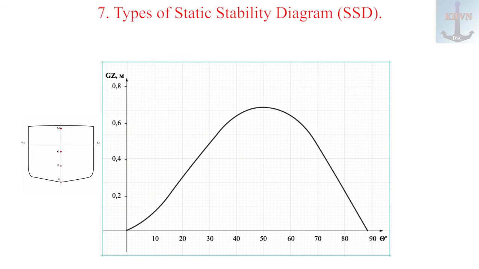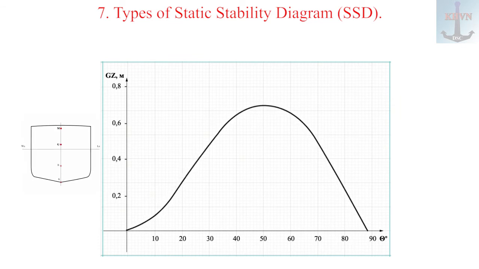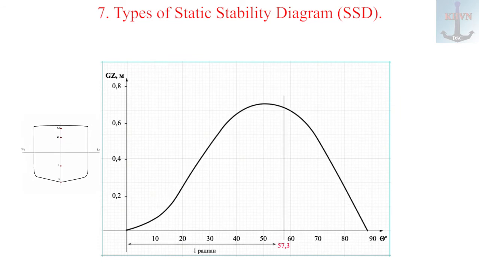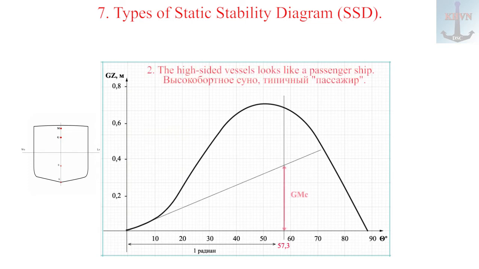2. I return to the initial loading and increase the curvature of the initial section of the diagram. On the screen is a typical SSD of high-sided vessels, looks like a passenger ship, where good stability is achieved by the height of the side, with a relatively low metacentric height. The vessel has a good reserve of stability, look at the area under the curve, and buoyancy with soft rolling.